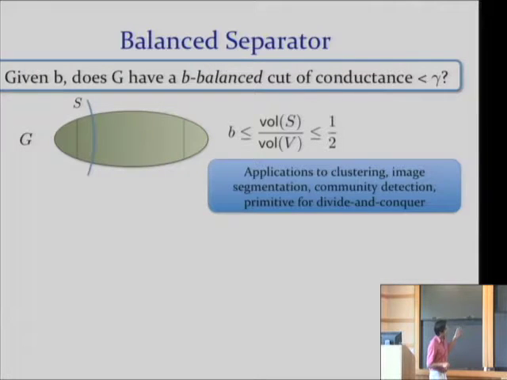Well, as I mentioned before, it has a wide variety of applications too. This is, for example, in clustering, image segmentation, you can do community detection, and it's a fundamental primitive you'll use in order to do divide and conquer on graphs. Unfortunately, this problem is NP-hard, right? I'm guessing all of you have seen this, but now let's say I allow you approximations. What can you do? What guarantees can you give me?